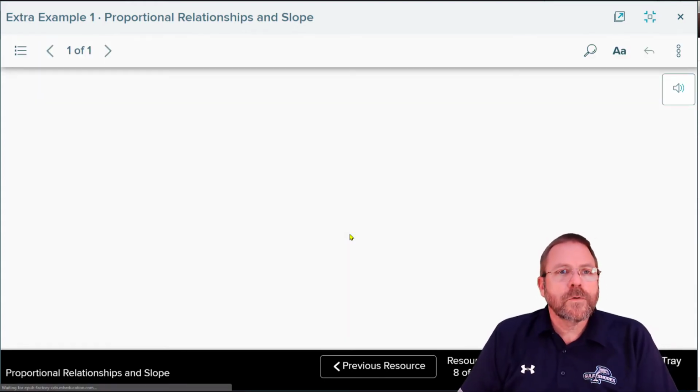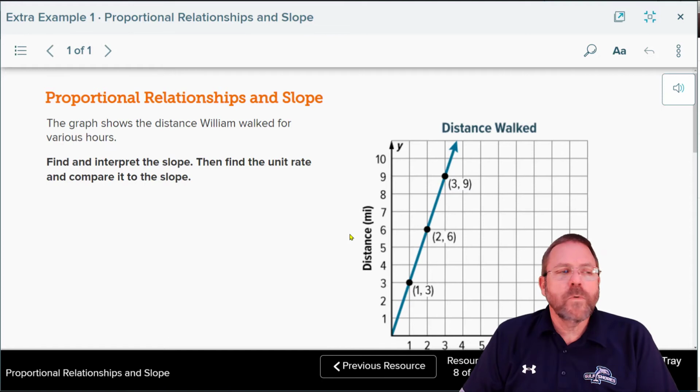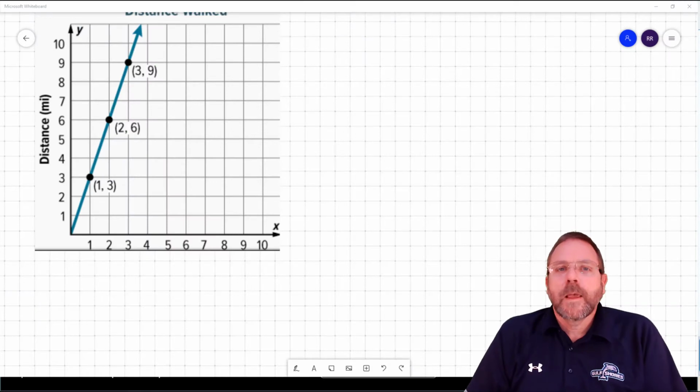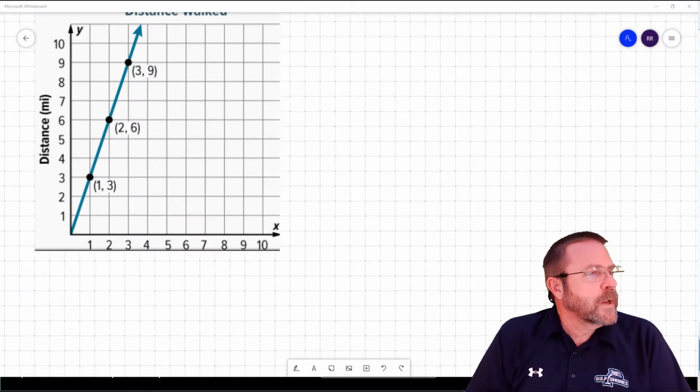Now it's going to be your turn. Do extra example number 1 on your own, with a graph that shows the distance William walked over various hours. How'd you do? Let's take a look at what I'm going to get here.